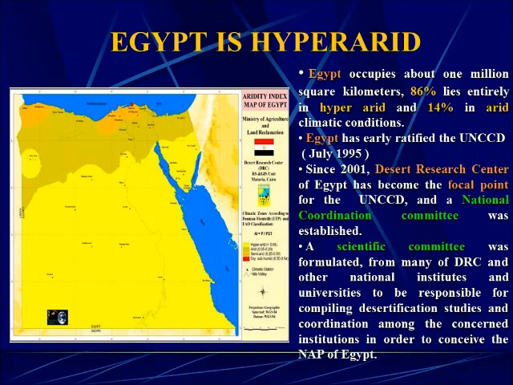Let us know our situation. Egypt is a hyper-arid area. Egypt occupies about 1 million square kilometers. 86% of this area is hyper-arid, and the remaining 14% is arid. Egypt early ratified the UNCCD, the United Nations Convention to Combat Desertification. Since 2001, the Desert Research Center of Egypt has become the focal point of the UNCCD, and the National Coordination Committee was established. A scientific committee was formed by many of DRC and other national institutions to deal with this problem. Also, we have a national action plan to combat desertification.